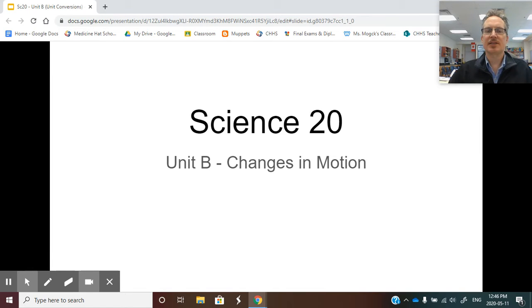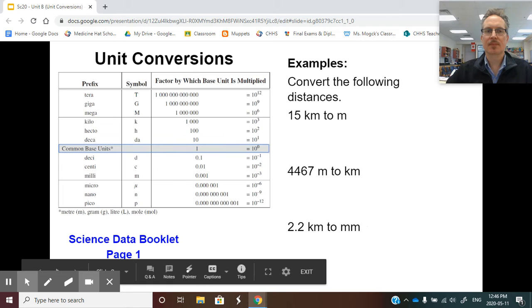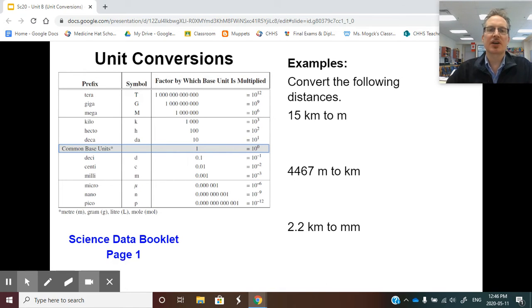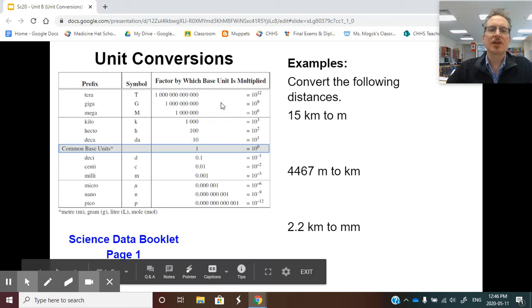Good morning, Science 20s. Today we're going to start physics, but before we can get into the material physics, we have to understand unit conversion. To understand unit conversion, we have a chart in our data booklet. This chart is located on page 1 of the data booklet.